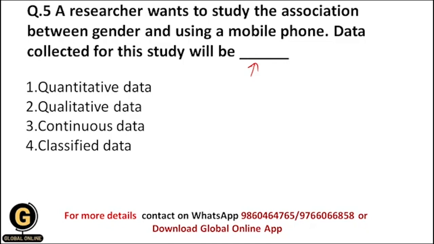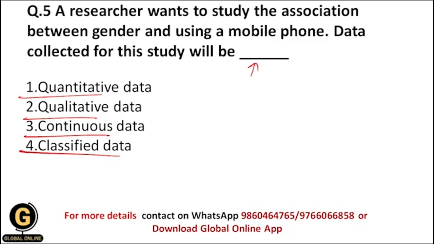Okay, so for that purpose, what kind of data will the researcher collect? Whether quantitative data or qualitative data, continuous data or classified data. So mainly students, there are two types of data within research, quantitative and qualitative data. Quantitative data, as the name suggests, represents numerical data, because here we give particular values to the data sets, and we can measure the data through those values.